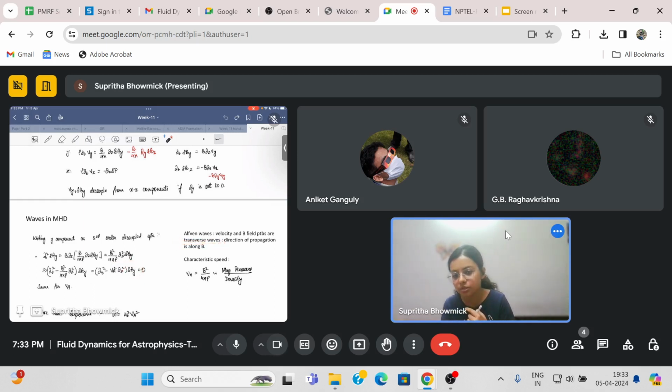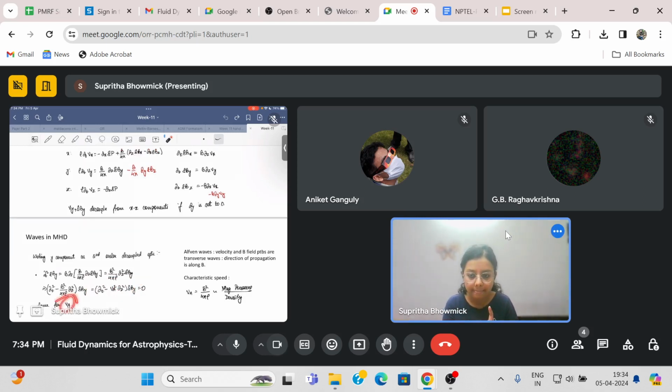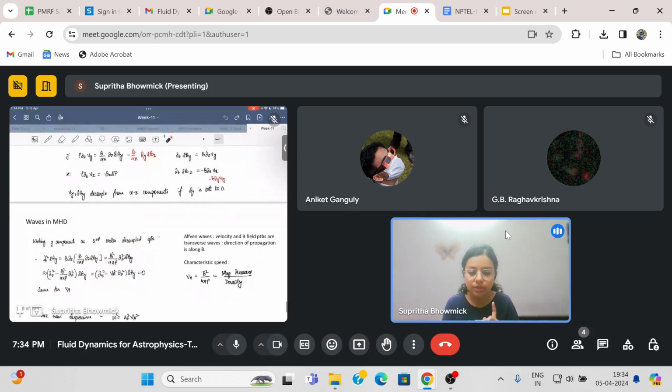These are transverse because the disturbance is along y. These are y components of perturbation, and they propagate along z. So the disturbance is oscillating in a direction perpendicular to the direction of propagation, which is along z, z also being the direction of the magnetic field. And you can write the same equation for By as well. So what do you get? You get Alfven waves, which are transverse waves, which travel at the Alfven velocity.